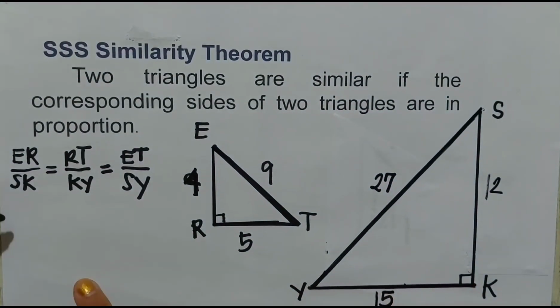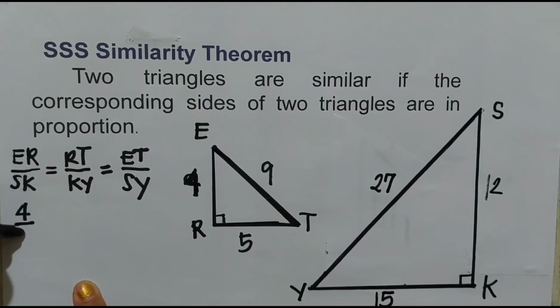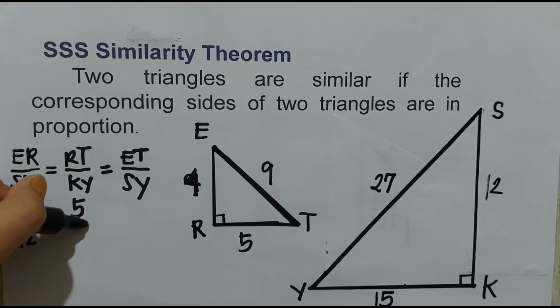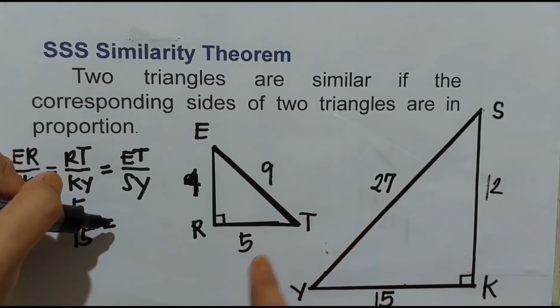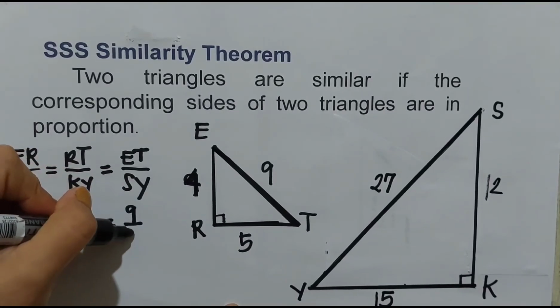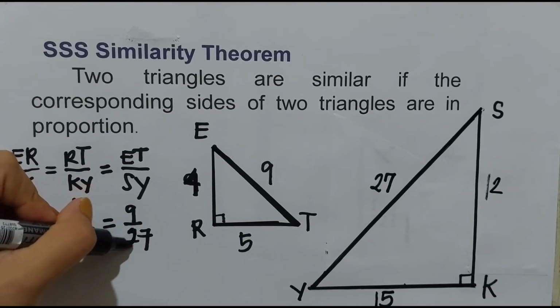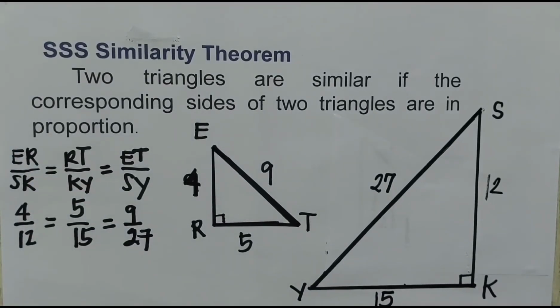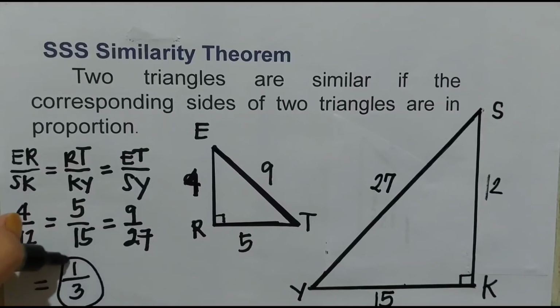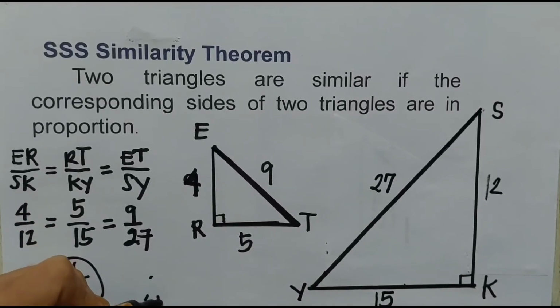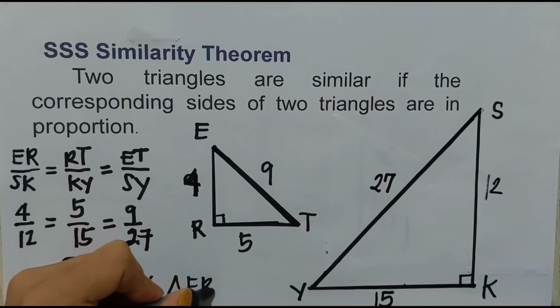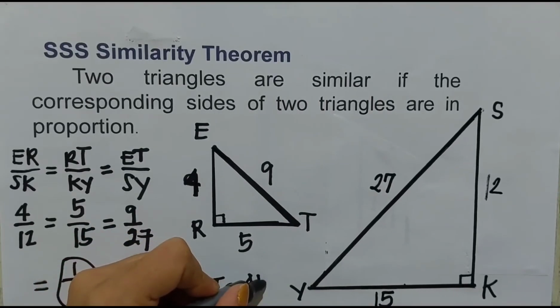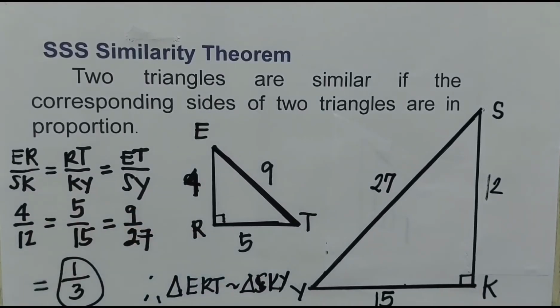So if we substitute the values, ER is 4, SK is 12, RT is 5, KY is 15, ET is 9, and SY is 27. Reduce them to lowest terms. How much do we get? So they are all equal to 1/3. So therefore, we can say that triangle ERT is similar to triangle SKY.